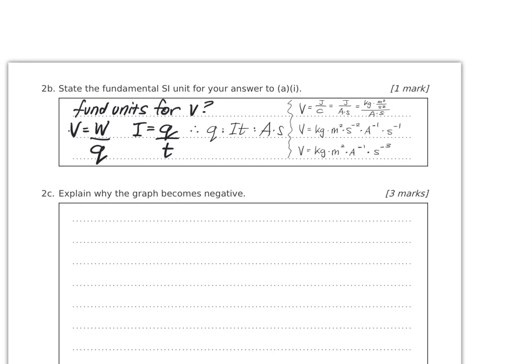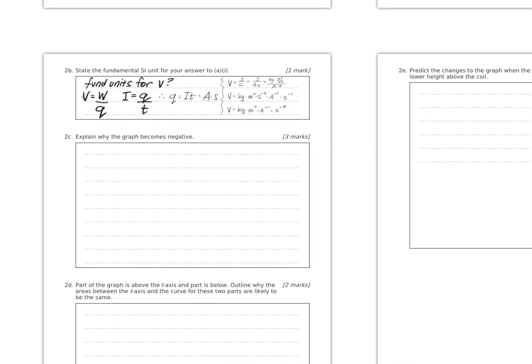All right, now to 2c, explain why the graph becomes negative. I don't know that we necessarily need to say why the EMF is positive to begin with. I think it's because EMF is the first derivative with respect to time of flux, and flux is NBA cosine theta, and so the derivative of cosine is negative sine, but EMF is negative the first derivative with respect to time of flux. So negative of a negative is a positive, and so I think that's why the EMF starts as positive.